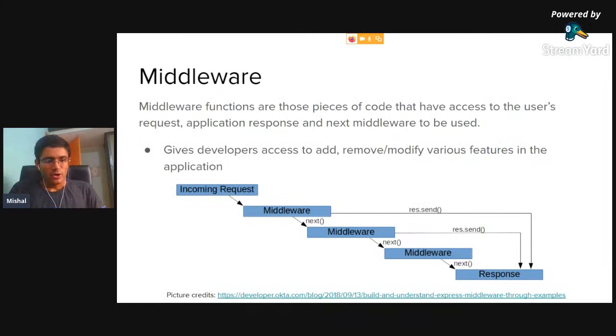Express also gives us middlewares. Middlewares are functions, or pieces of code, that have access to the user's request, the application response, and the next middleware to be used. Whenever a request is made by the user, it will pass through these middlewares.